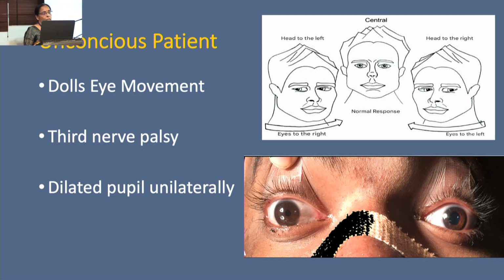Then third nerve palsy. If there is a one-sided third nerve palsy, look at the pupil. The initial third nerve palsy would give a constricted pupil. If it is dilating, then you have to remember that this is uncal herniation. One-sided compression with uncal herniation is constriction followed by dilatation. This is a serious emergency. You have to inform the neuro people that they need to go in for surgery.